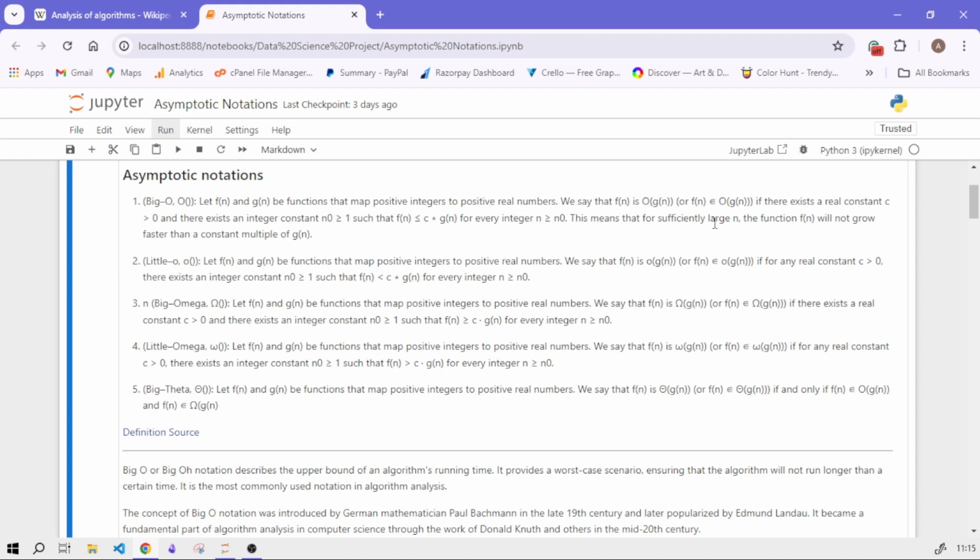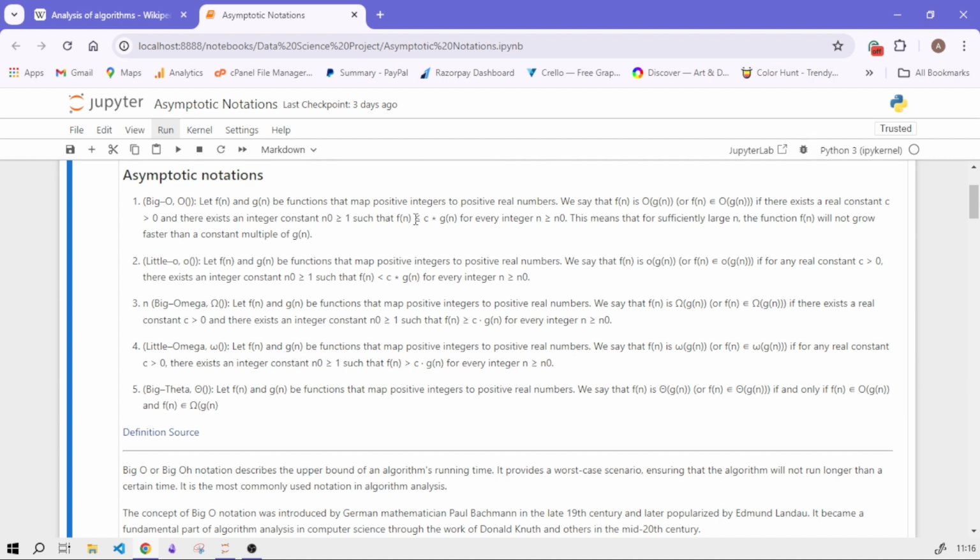This means for sufficiently large n, the function f(n) will not grow faster than a constant multiple of g(n). So this simply means we have two functions f(n) and g(n), and we have a constant c, which is greater than 0, so it is positive only, and we have this n naught greater than or equal to 1. So this is nothing but a threshold.